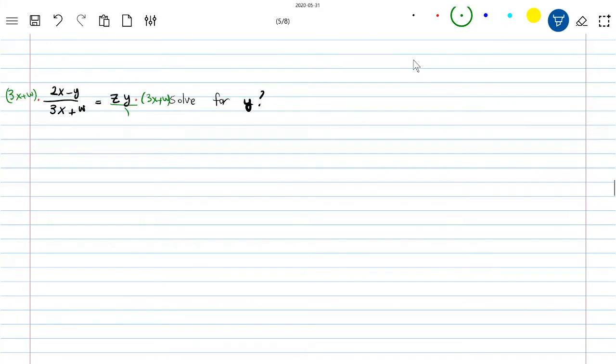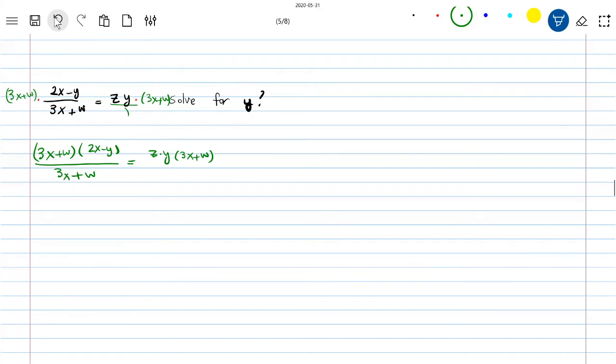By doing that, I'm going to write it in two steps so you can see. 3x plus w times 2x minus y divided by y is that line, not the straight line. Divide by 3x plus w. Now on the right side, you'll have zy times 3x plus w. Divide by 1 really doesn't make any difference.